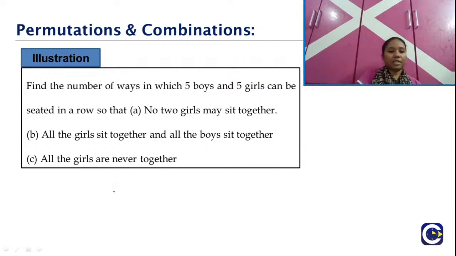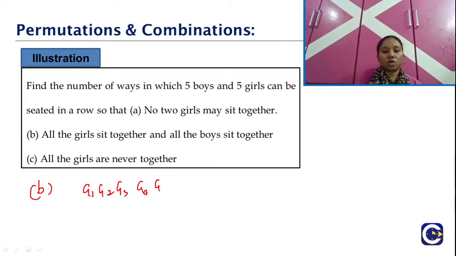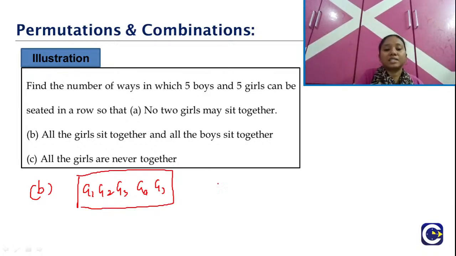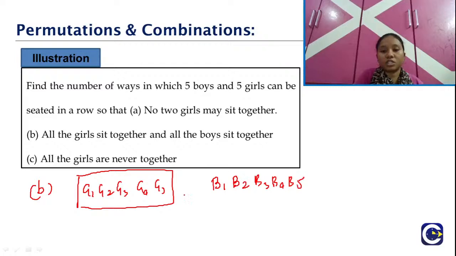So let's move on to the second question in this. All the girls sit together and all the boys sit together. So here we are having 5 girls, that is G1, G2, G3, G4 and G5. So they have to sit together. So just now we have seen whenever they have to be together, we take all of them and keep them in a box. Similarly, boys also sit together. So B1, B2, B3, B4 and B5. So these also are to be placed together.